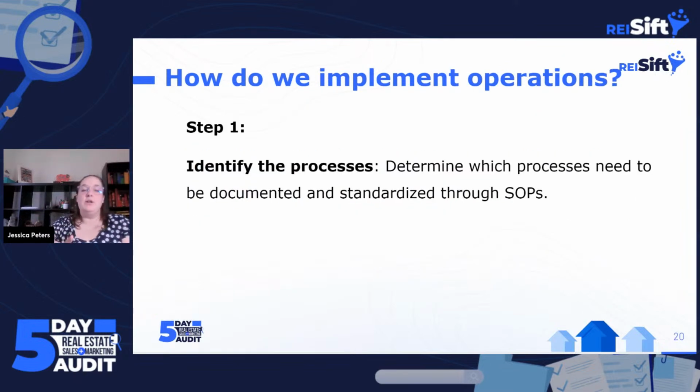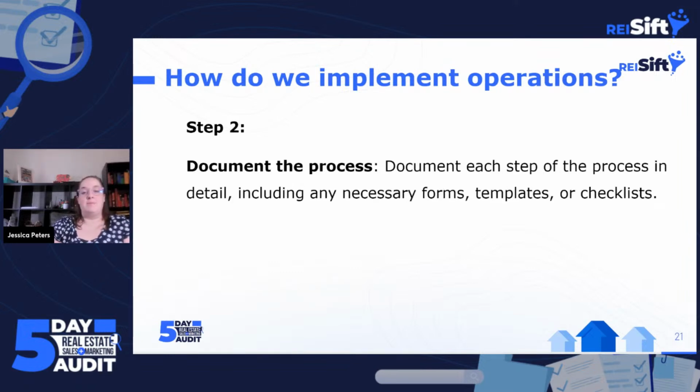So, step one, you're going to identify what processes you want SOPs for. So, what needs to be documented and standardized through SOPs. Then you're going to document the process. I always think the first thing to do is take a Loom of yourself doing it. And then you also can create a template or a checklist with steps for people to do. And I'll show some of those today.